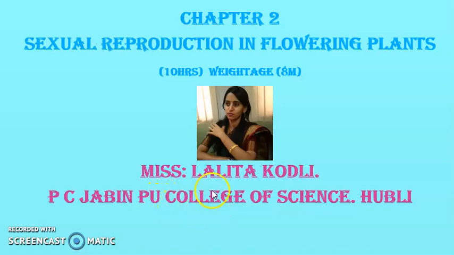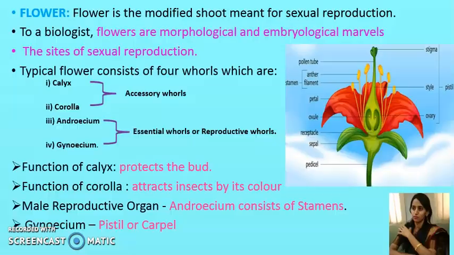In this video, let us start with the second chapter, that is sexual reproduction in flowering plants. This chapter is of 10 hours and its weightage is about 8 marks, the maximum of 8 marks. In the previous chapter, we discussed the reproduction in various organisms. Now here we are discussing the reproduction in flowering plants, that is angiosperms.